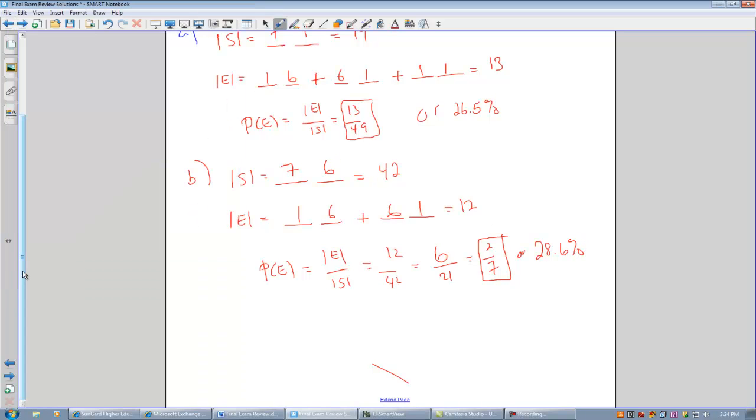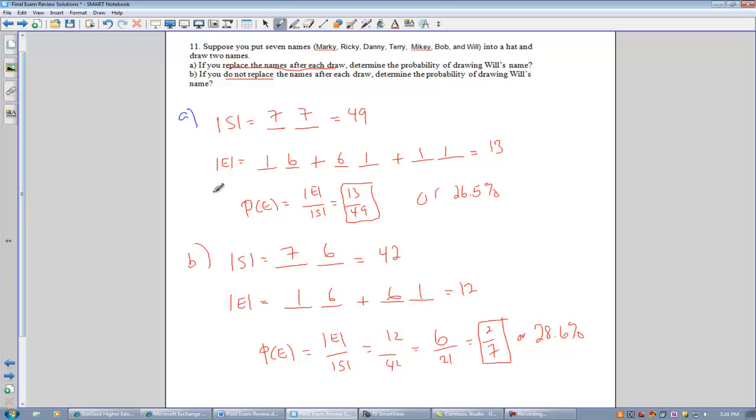All right, so what can we conclude from these 2 results? If Will wants his name to be drawn in one of the 2 spots, which option should he take? Should he have them replace the names or not replace the names? I think Will should pick do not replace the names, because it's 28.6% likely his name will be drawn, whereas if you replace the names, it's slightly less, 26.5%. So I would go with B if I was Will and I wanted my name drawn.